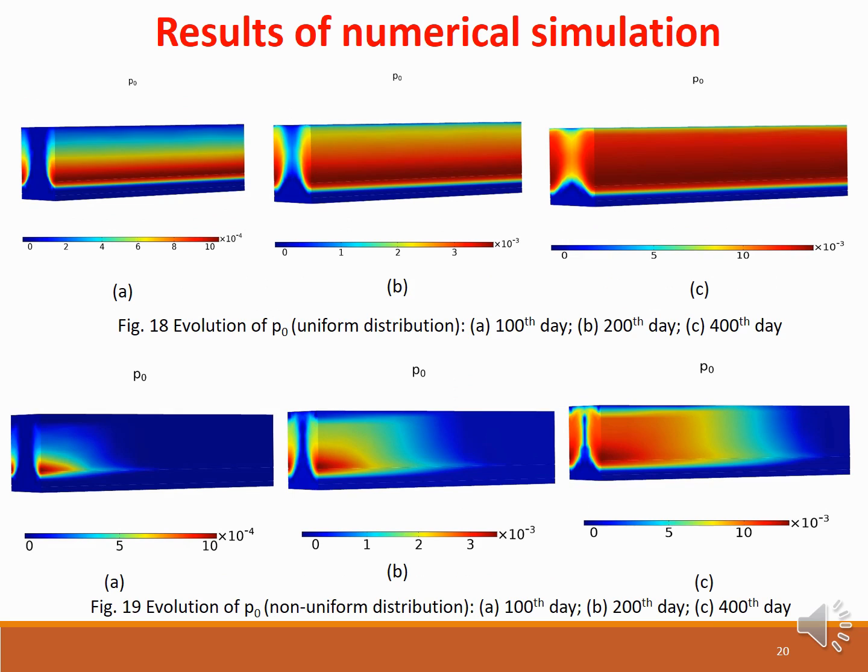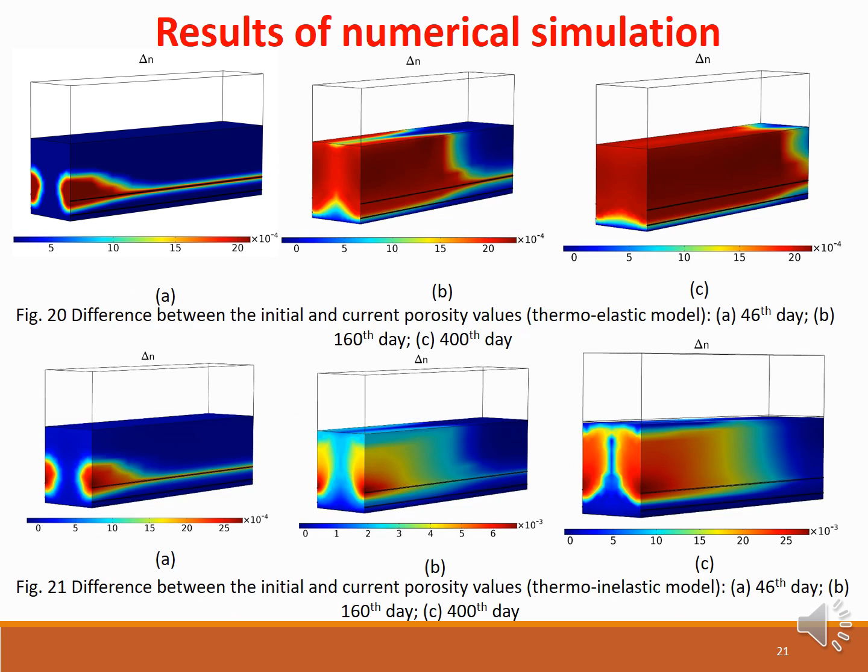Figure 18 shows the volumetric part of the p-tensor corresponding to different moments of time in the case of uniform distribution. Figure 19 shows values of the p-tensor at the same time moments but in the case of non-uniform distribution. We can see that non-uniformity induces a substantial qualitative difference in the evolution of structural changes.